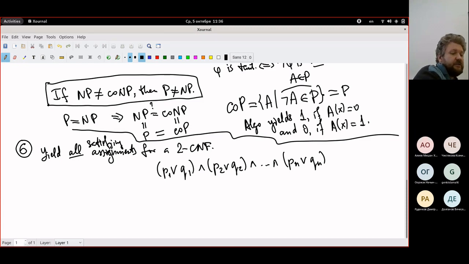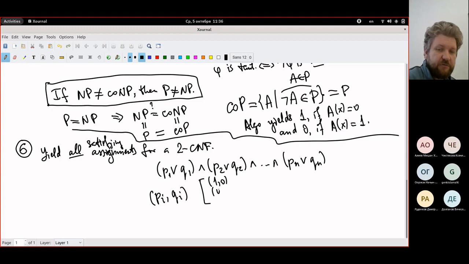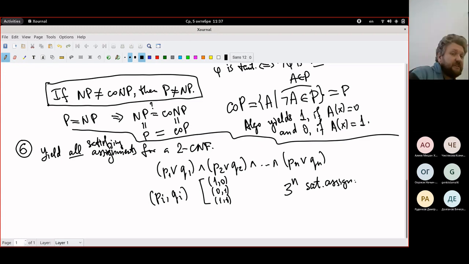2 power n? Well, not 2 power n, but 3 power n. Because for each pi, qi, you can have either 1, 0, or 0, 1, or 1, 1. 0, 0 is impossible because the disjunction should be true. So that means 3, and you have n of these, and they're independent, so you have 3 power n satisfying assignments. And now this trivial question: can you yield this number of assignments in polynomial time? Of course not, because the answer is just too large. And therefore, you cannot do it. So this is why the answer to point A is no.